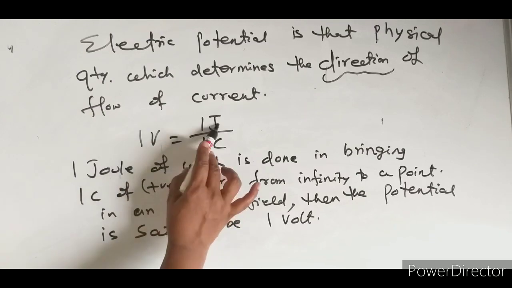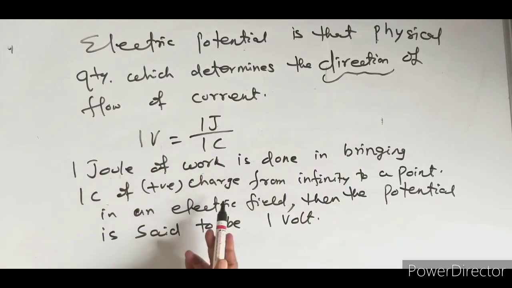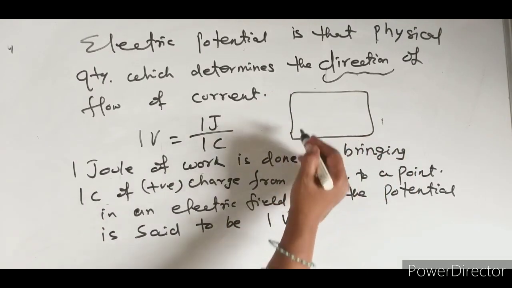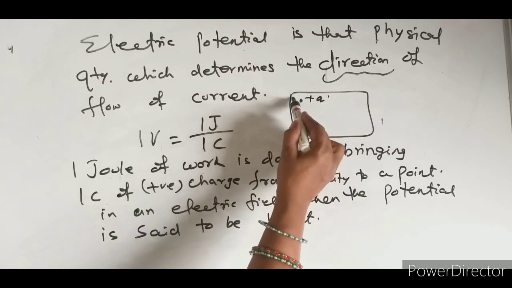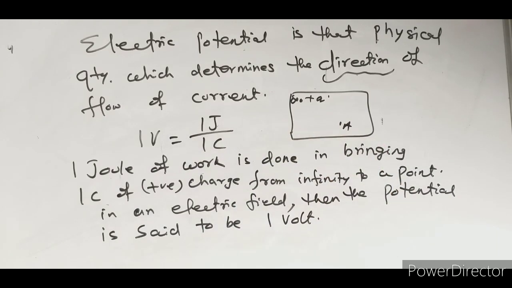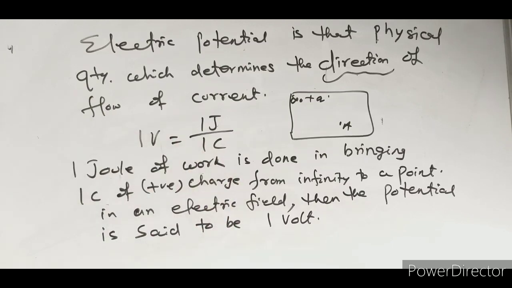1 joule of work is done by bringing a unit positive charge from infinity, because we had discussed, if this is the electric field, here I have kept a unit positive charge. From infinity I have to bring it to point B. Clear? Then the potential is said to be 1 volt. Same thing only, rearranged words. Then we will go for what is the potential difference.